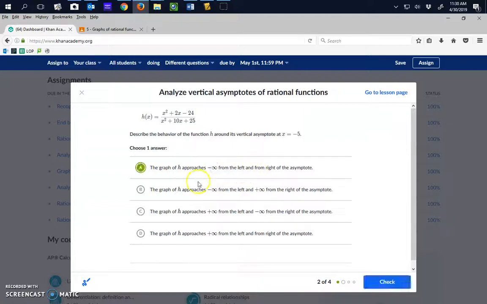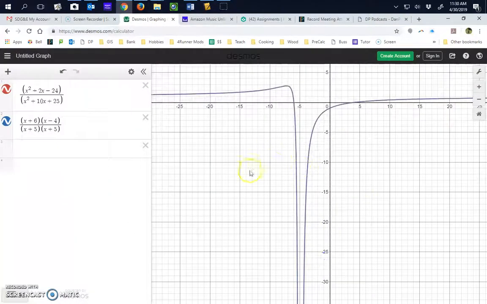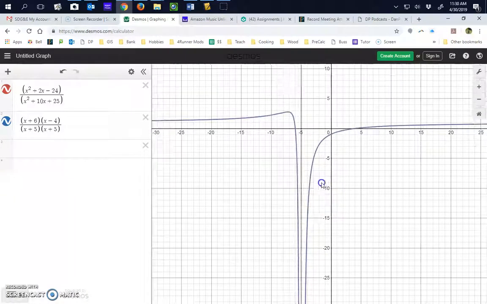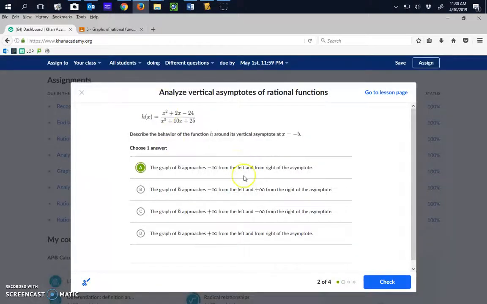It's asking it in a little bit different way. It's saying the graph of h approaches negative infinity from the left and the right of the asymptote. So the left of the asymptote is here, and we're going to negative infinity, and the right of the asymptote is here, and we're going to negative infinity as well. So the answer would be this top one.